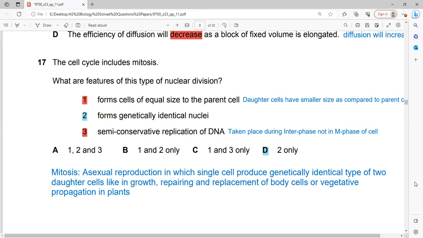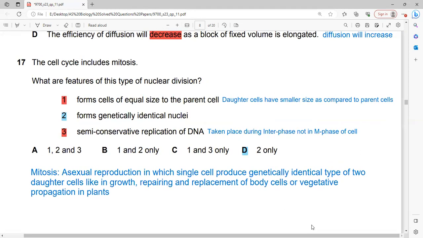The cell cycle includes mitosis. Which is a feature of this type of nuclear division? Mitosis is a type of asexual reproduction in which one cell produces genetically identical daughter cells. So it is used in repair processes, growth, and vegetative propagation.